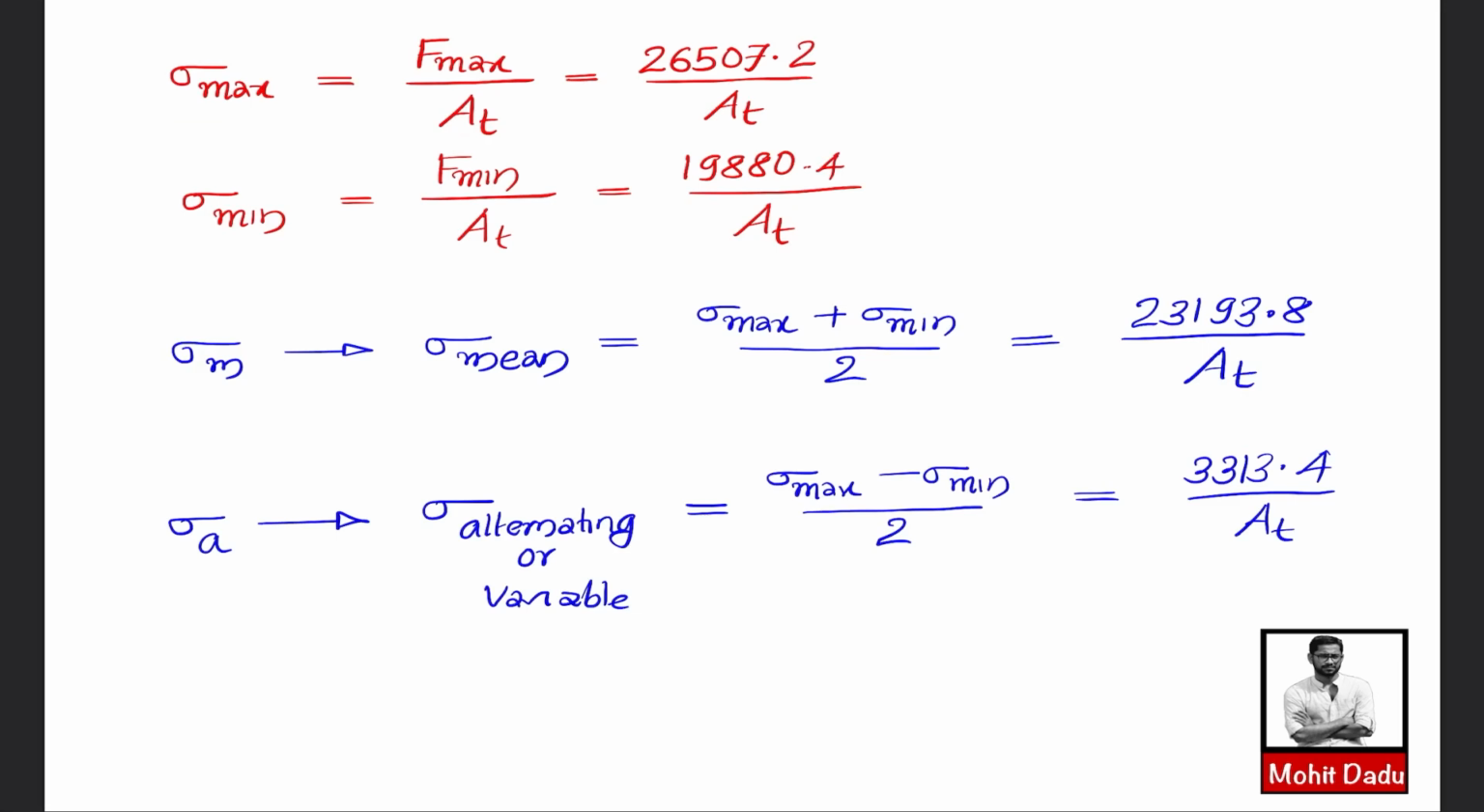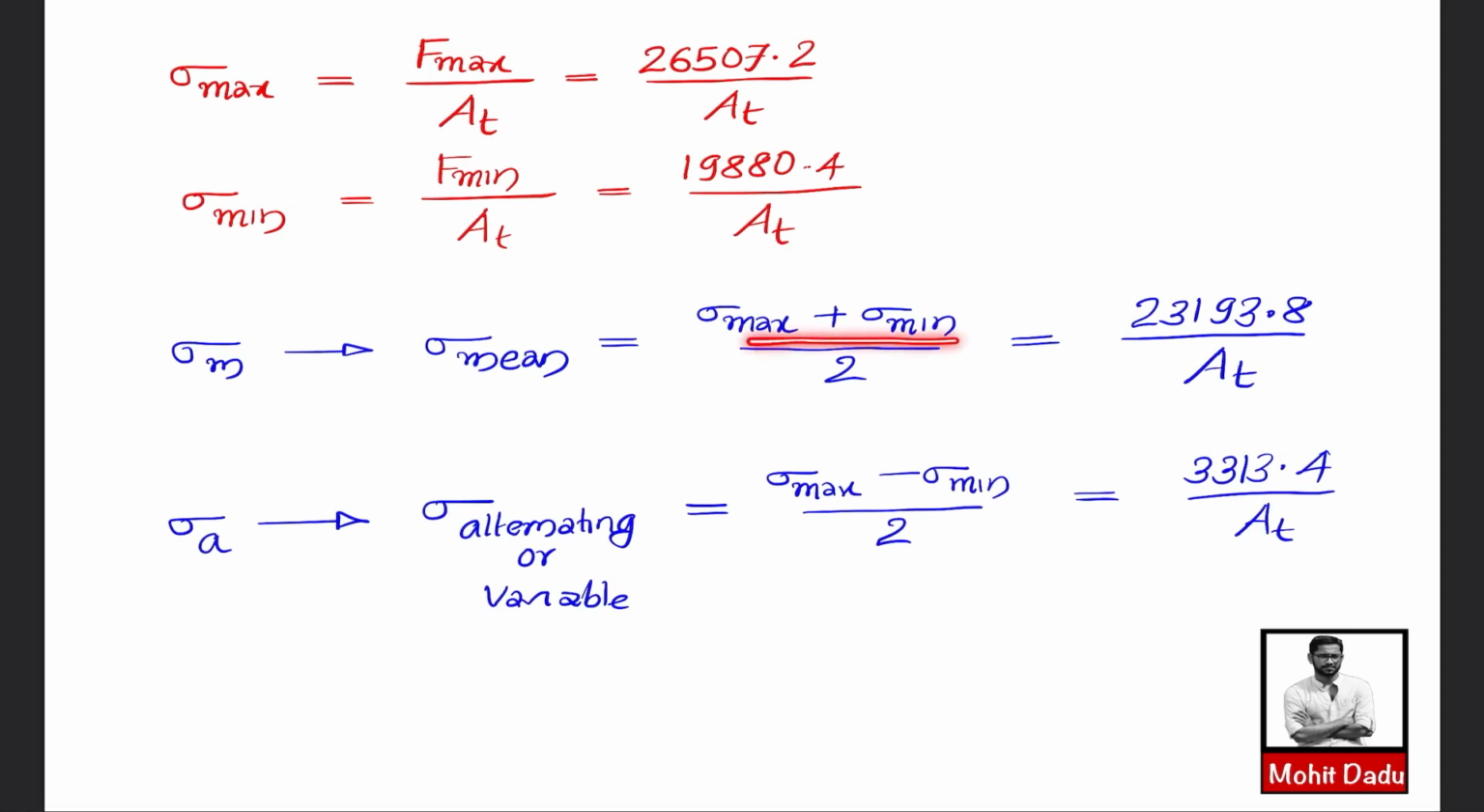Then you will be getting 26,507.2 divided by At. In a similar way, you can obtain sigma minimum, that is F minimum divided by tensile area, that will finally be equal to 19,880.4 divided by At. So from this maximum and minimum stress components, you will be evaluating the mean and alternating or variable stress components.